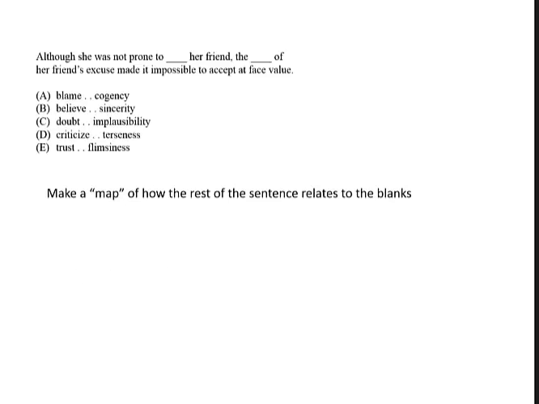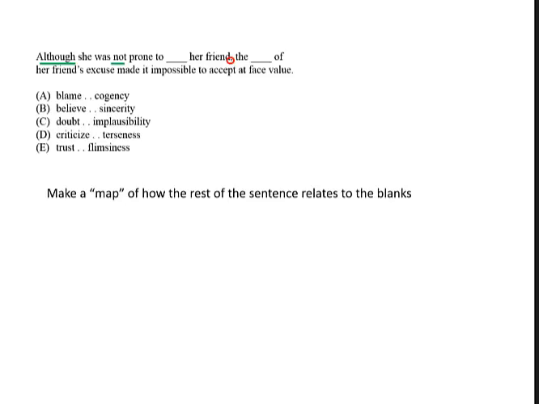Make a map of how the rest of the sentence relates to the blanks. The first thing you want to pay attention to is any punctuation. I see a comma here, and that really helps me to notice that although she was not prone to blank her friend, the blank of her friend's excuse made it impossible to accept at face value. Now I want to pay attention to the negatives in the sentence. This although and this not.